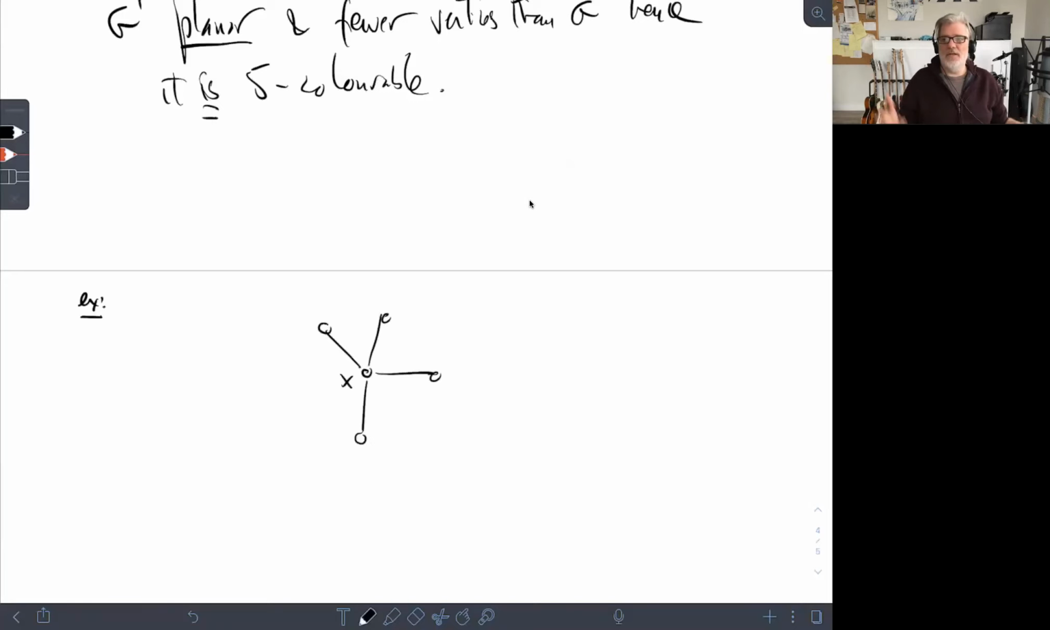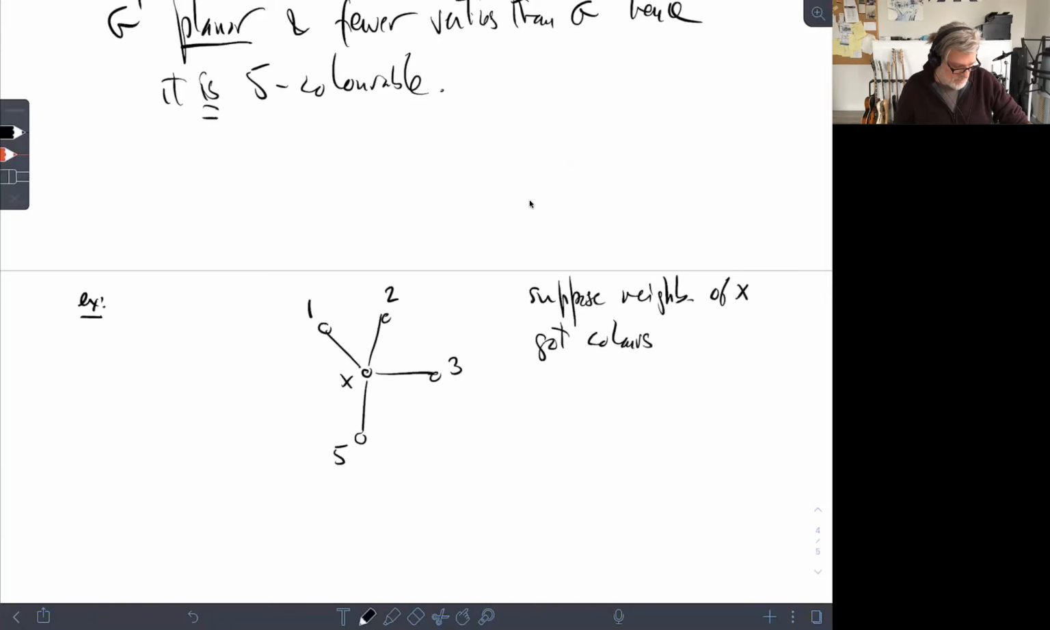Let's just suppose that it was degree 4. Suppose that we had the colors 1, 2, 3, and 5. So suppose the neighbors of X got colors 1, 2, 3, 5 in a coloring of G prime.